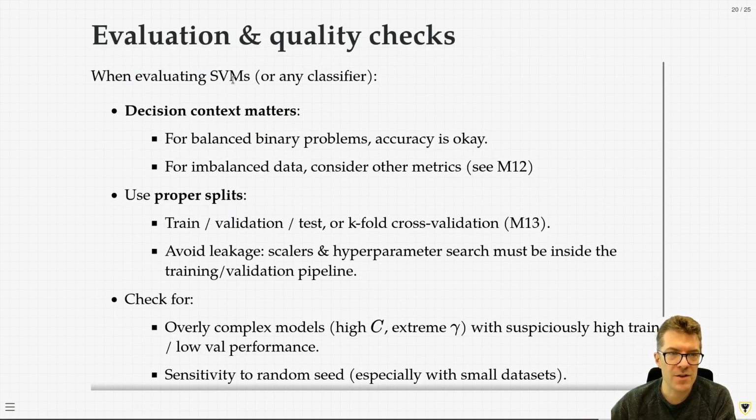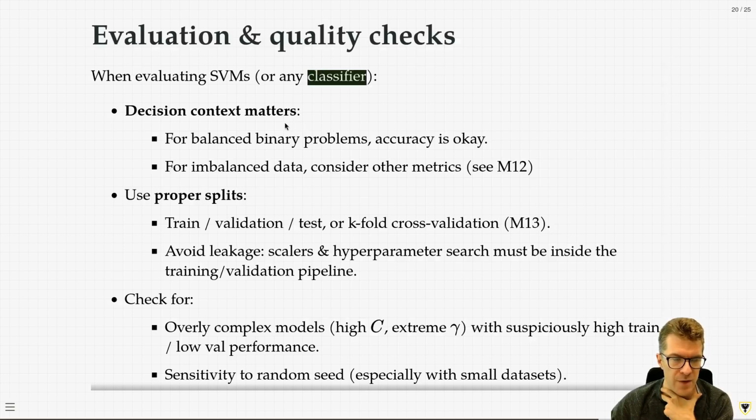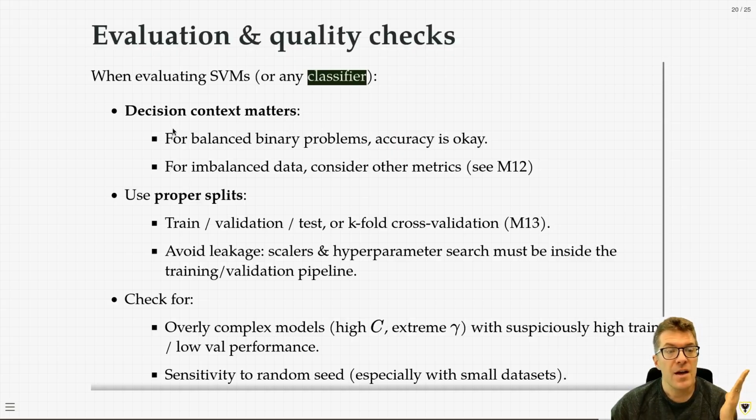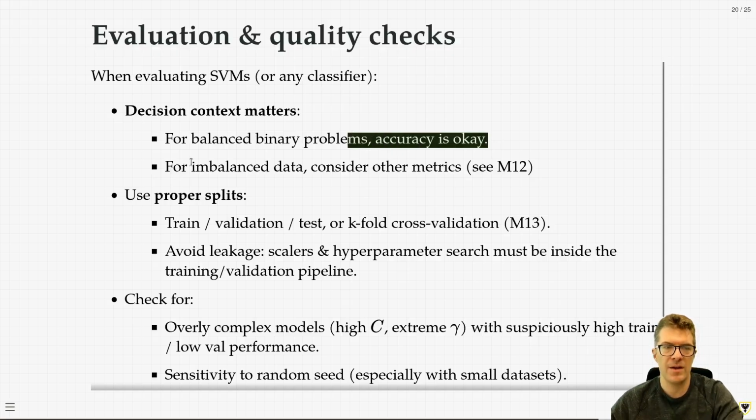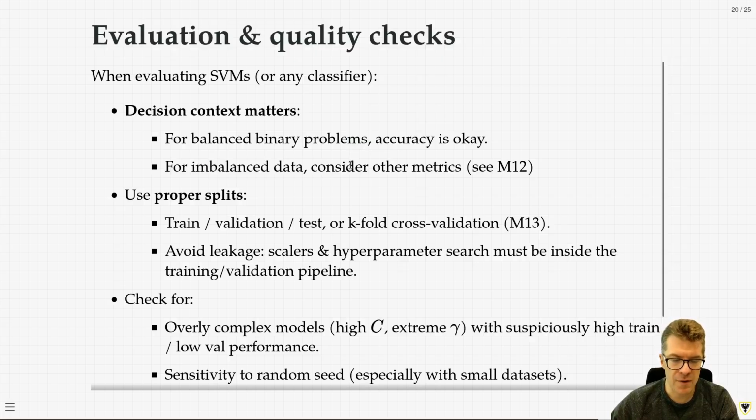So a couple of extra things. When we are evaluating SVMs, this applies to other classifiers, but it applies here in particular because we have this kind of novel classifier that's different than our logistic regressions. If you have binary classification problems, accuracy can be okay, but if you have imbalanced data, so if 90% of your data is positive and 10% of it is negative, or vice versa, you might consider different metrics. So go all the way back to module 12 if you're in that situation. This is true of classification generally, but it's also true of support vector machines.